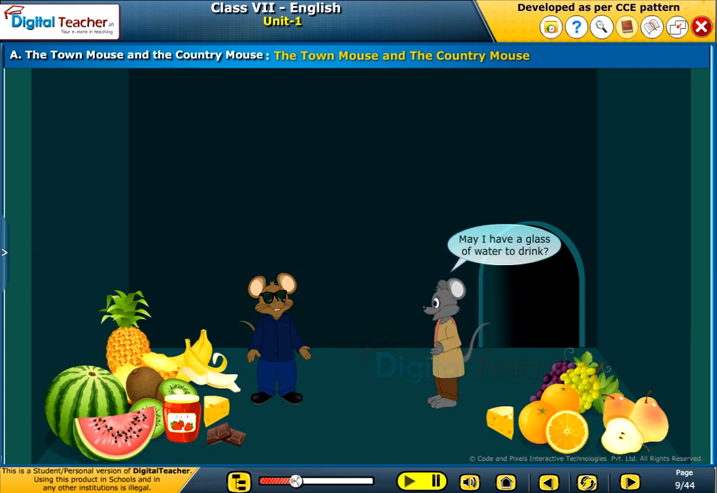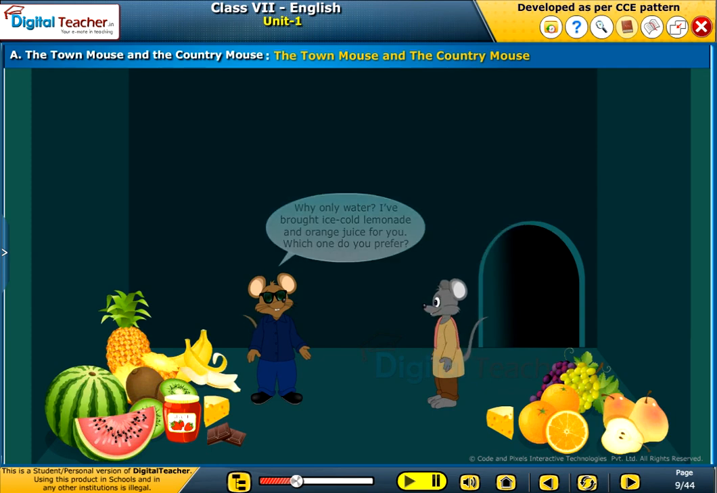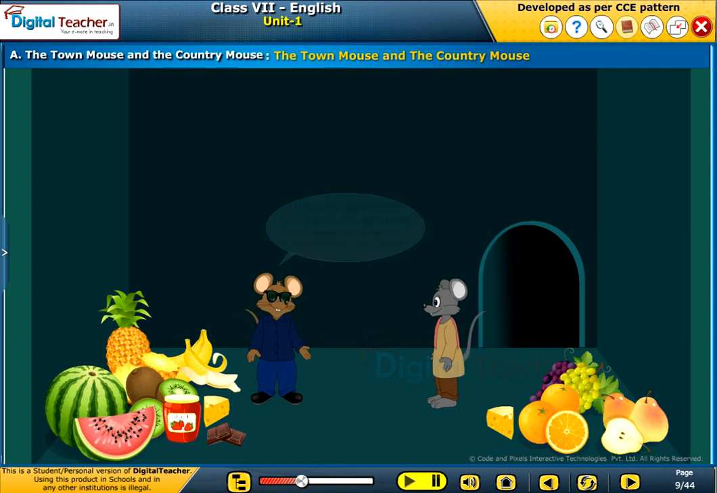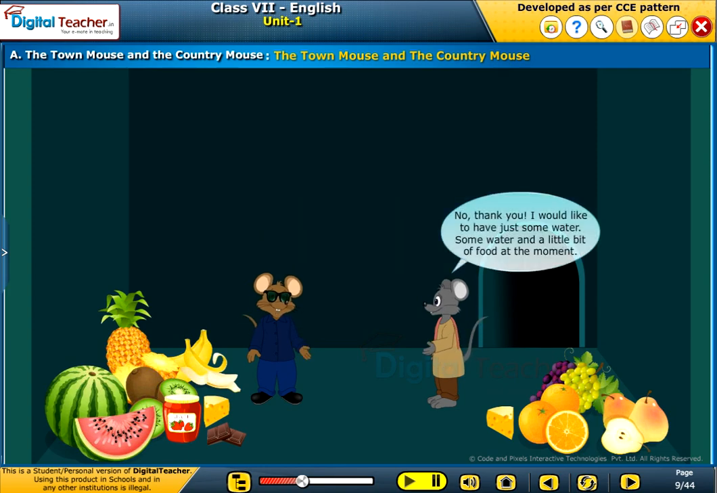"May I have a glass of water to drink?" "Why only water? I have bought ice cold lemonade and orange juice for you. Which one do you prefer?" "No, thank you. I would like to have just some water. Some water and a little bit of food at the moment."